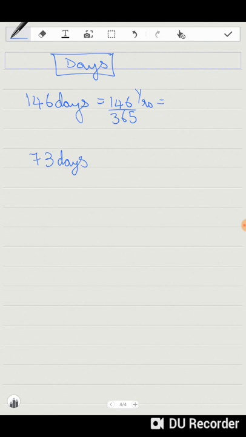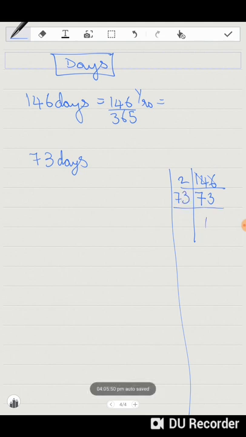365. So in case you ever get stuck, you need to do one very simple thing. Take any one of the numbers, find out the prime factors. So let's take 146. It's an even number, so I know we can begin with 2. 2 sevens are 14, 2 threes are 6. So that means 73 is a prime, so I know 146 is 2 into 73.